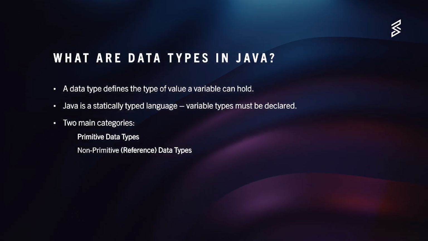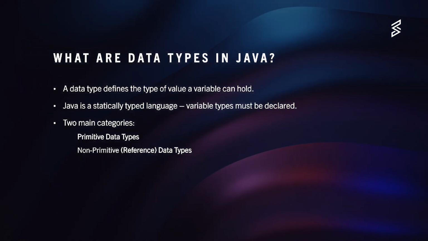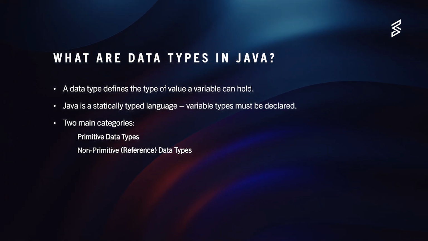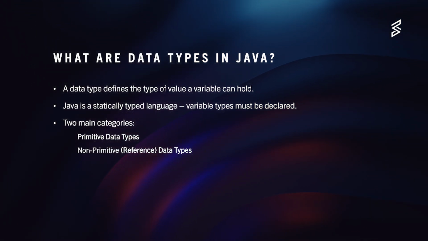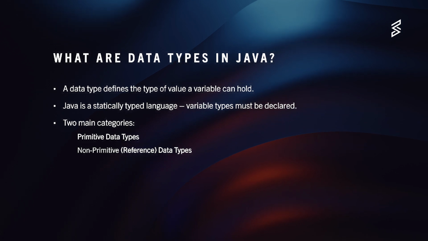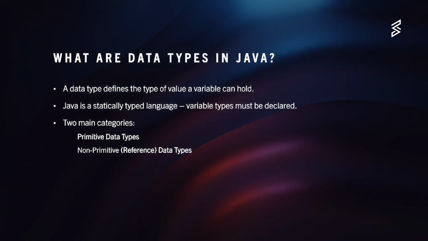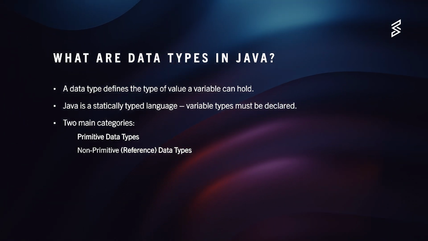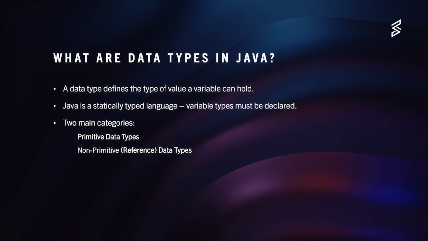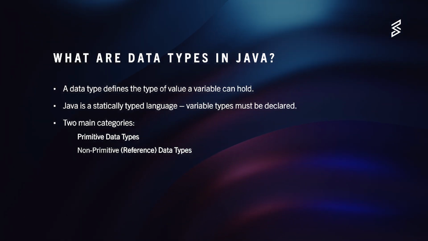Think of data types as categories for data. Just like you organize things at home, clothes go in closets, food in the fridge. Java needs to know what kind of data you are working with so it can store and handle it correctly. Data types tell Java how much space to reserve and what operations can be performed.